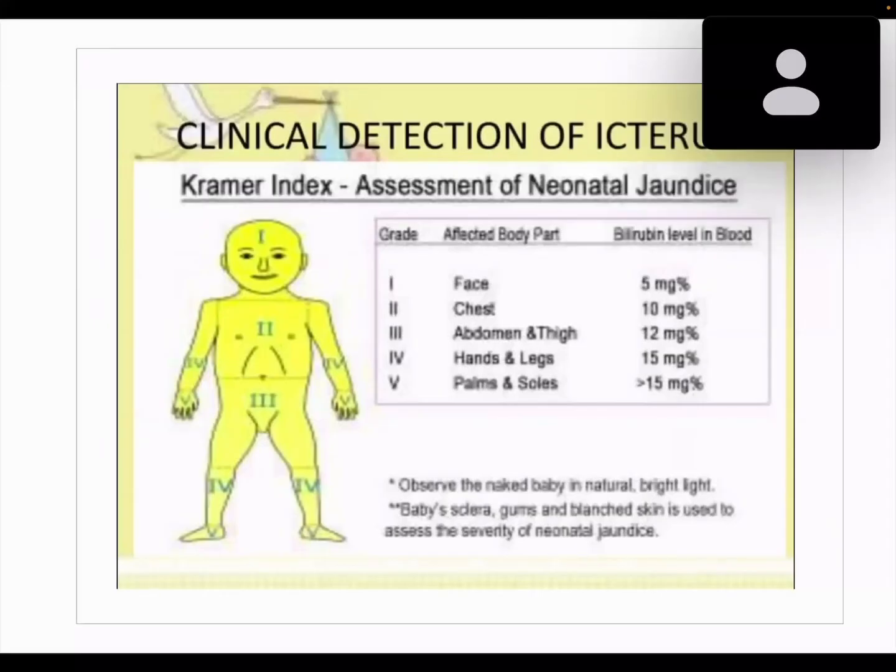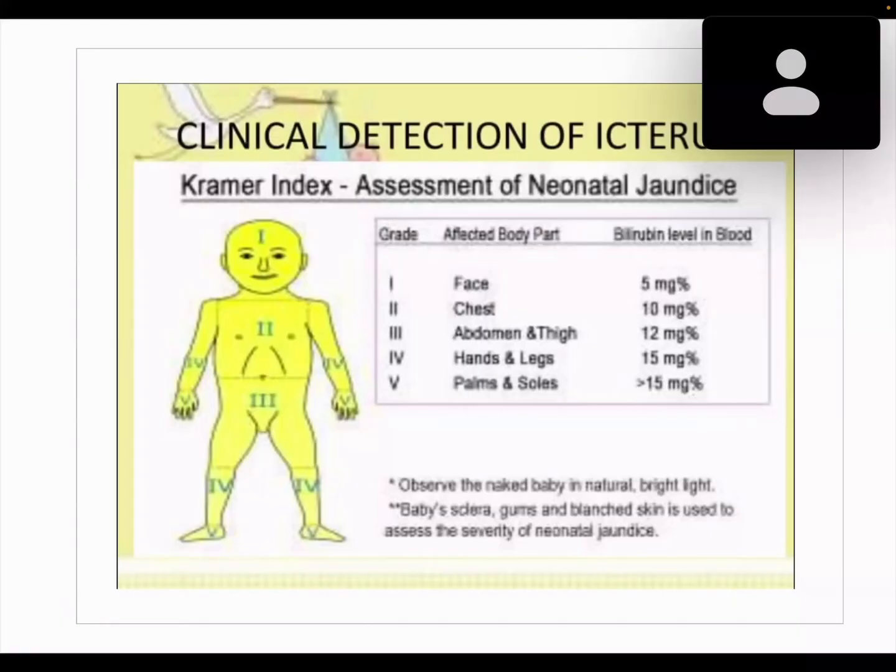Moving ahead to the clinical detection of jaundice. To assess jaundice, apart from the serum bilirubin level that we do in the hospital to check the level of bilirubin in the blood, there are other ways we can know clinically. Just looking at the baby, we can assume the level of jaundice.